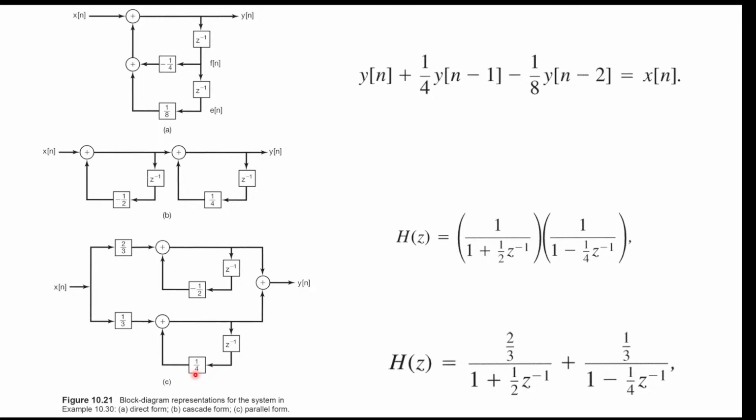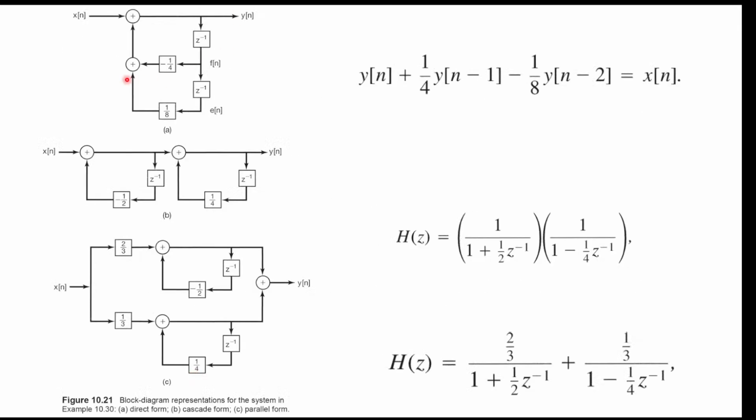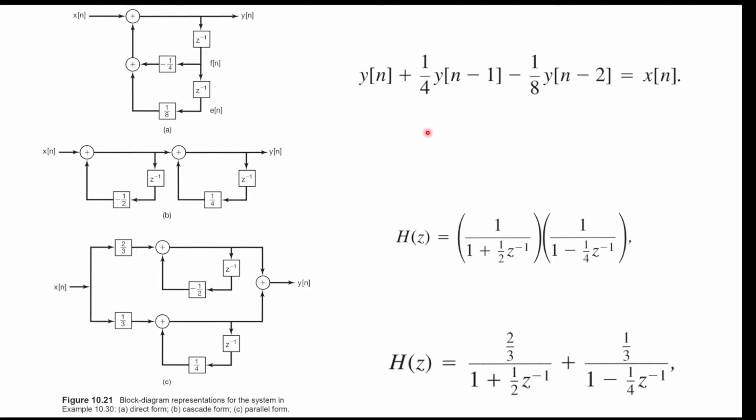The direct form corresponds to looking at this H of z as a difference equation. So we write H of z as a difference equation: y of n plus 1/4 y of n minus 1, then minus 1/8 y of n minus 2, equal to x of n. And I guess this is the direct form.